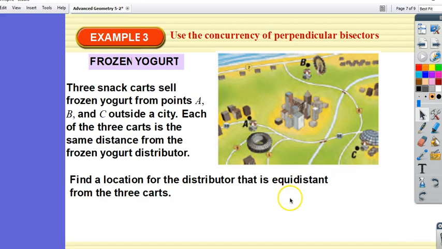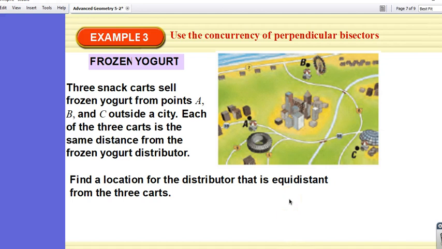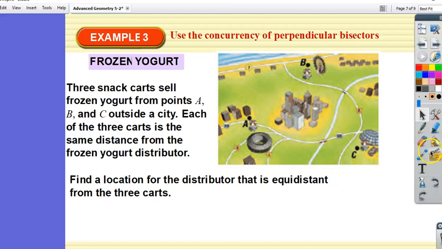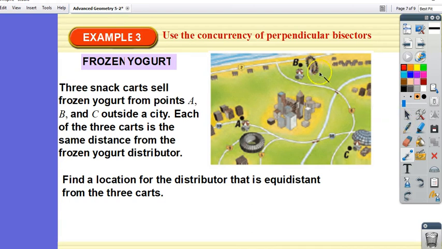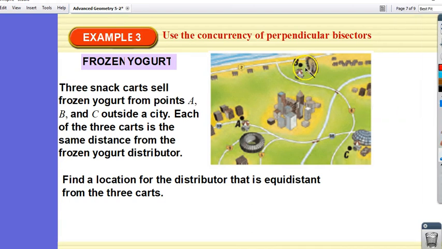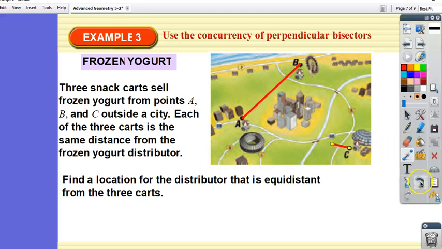3 snack carts sell frozen yogurt from points A, B, and C outside of a city. Each of the 3 carts is the same distance from the frozen yogurt distributor. Find a location for the distributor that is equidistant from the 3 carts. Okay. So, to do this, we actually need to find their perpendicular bisectors. So first I'm going to make segments between these. Actually, I should do them in different colors. Okay.